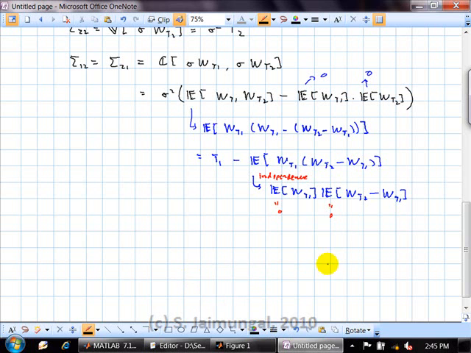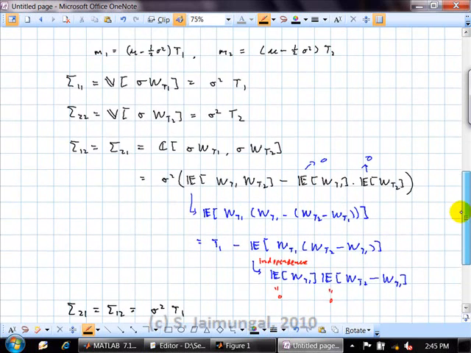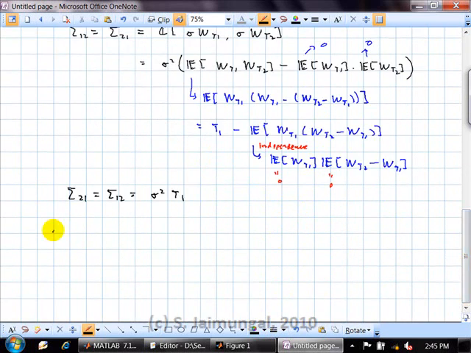So our final result is quite easy. Sigma 1-2 is sigma squared T1. Okay, so now we've got everything. We actually have it all. I'll just summarize it again here.